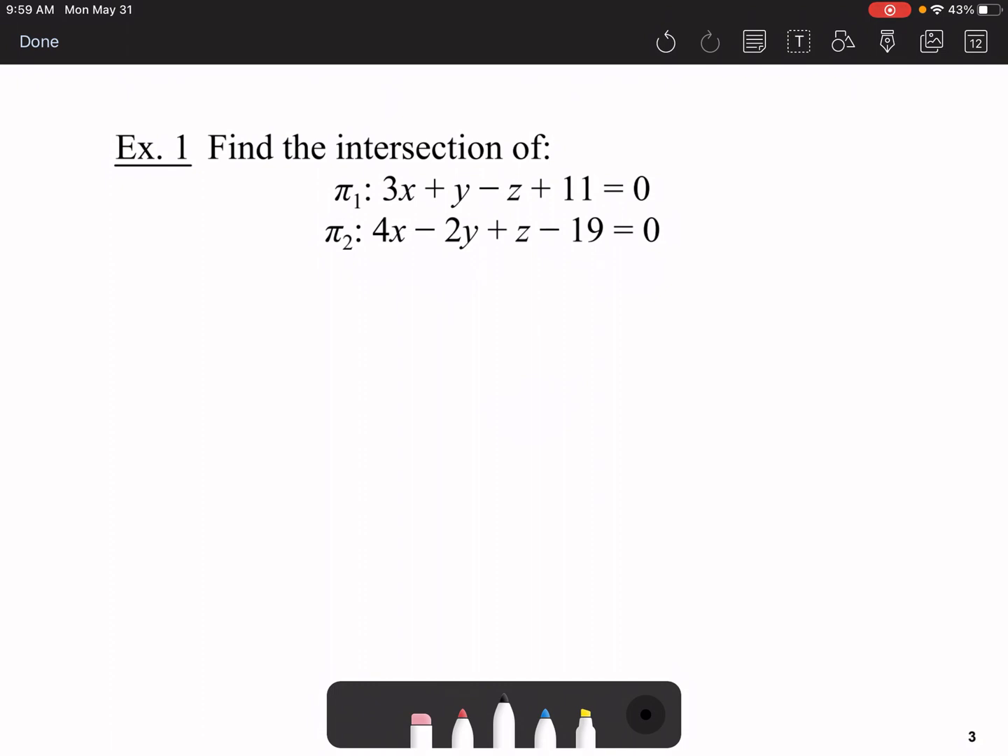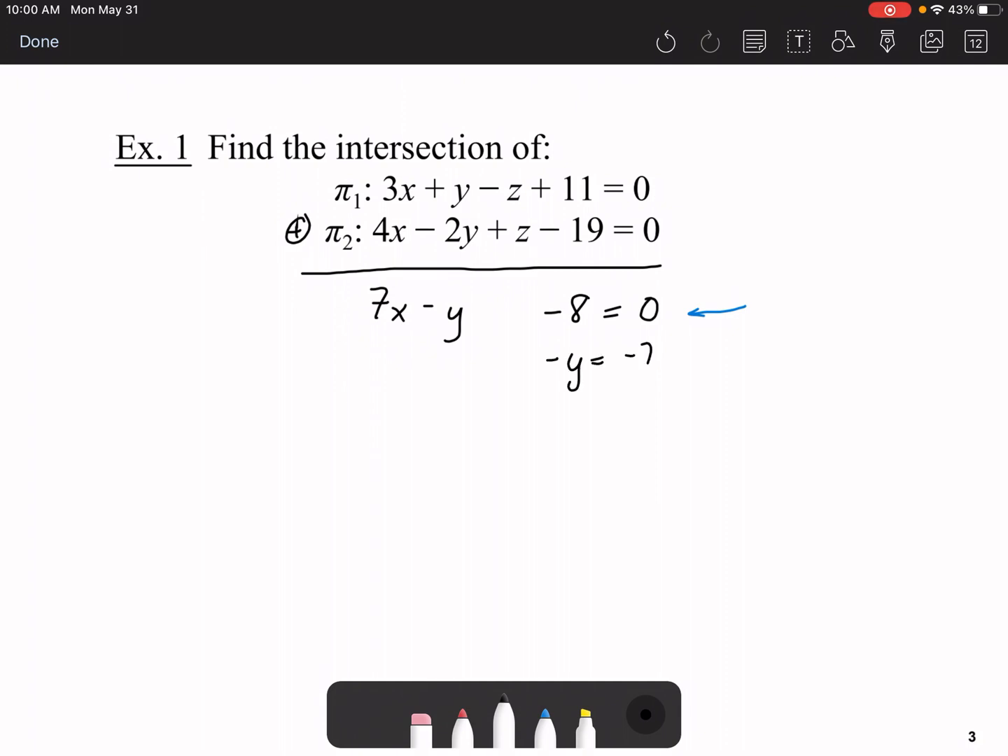Well, as you can see, I could just take these 2 planes and add them together, and I can eliminate my variable z. So I get 7x minus y minus 8 equals 0. So what you get is an expression in terms of x and y. What you can now do is solve for one of those variables. So I'm going to solve for y in this case, and I get this expression right here.